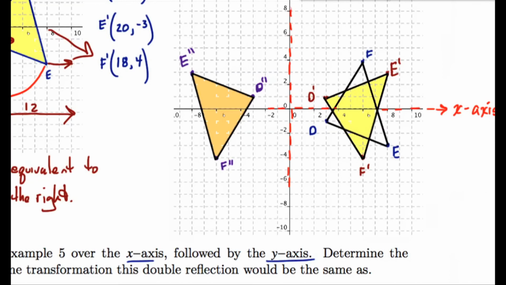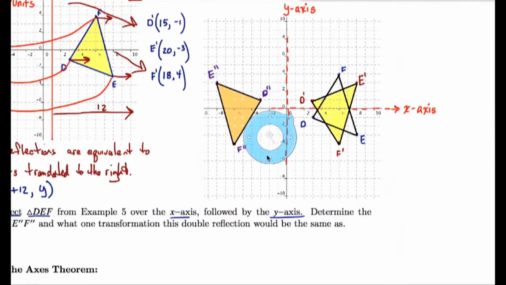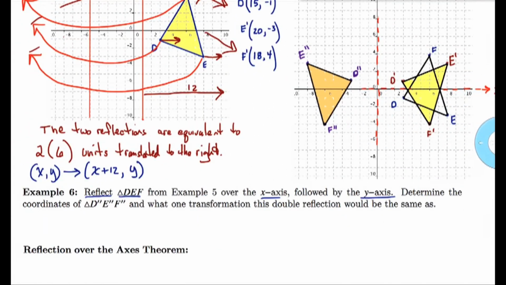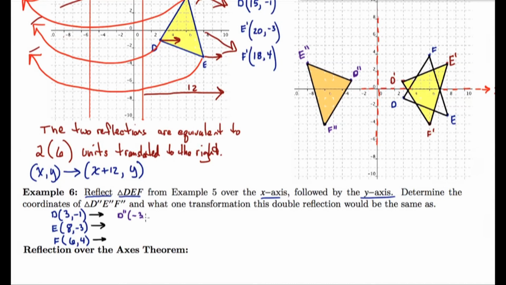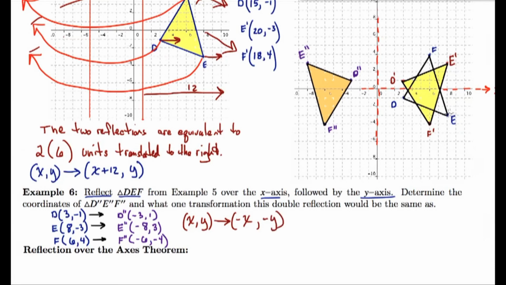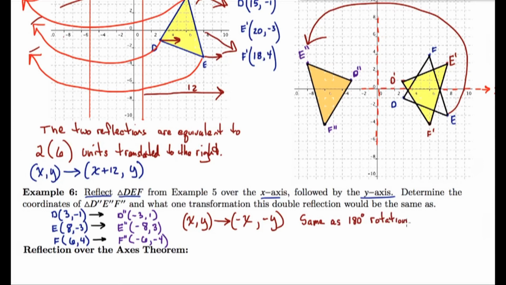So I've done 2 reflections here, one over x and the other over y. And it's the same as what? Well, let's write down the points so we can get a general idea of what's going on here. So here's my original triangle DEF, and it translates to the double prime points. Notice here, D is (3, -1). D double prime is (-3, 1). E is (8, -3). E double prime is (-8, 3). So you see that the coordinates are the opposite of the original.